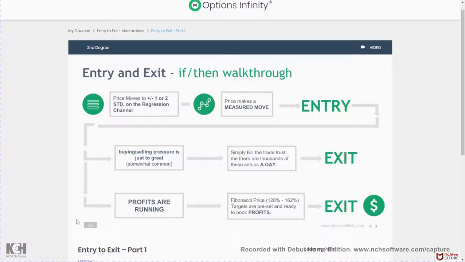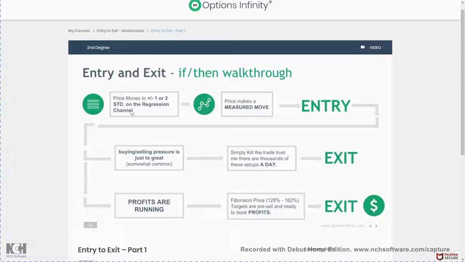Here's the walkthrough for this system. The first thing is we look for prices to move to the plus or minus one or two standard deviations. The more you see different stocks, different ETFs, different Forex, you'll become aware that this one usually reacts to the plus or minus one, where this one reacts to the plus or minus two. And you can implement these in your trading.